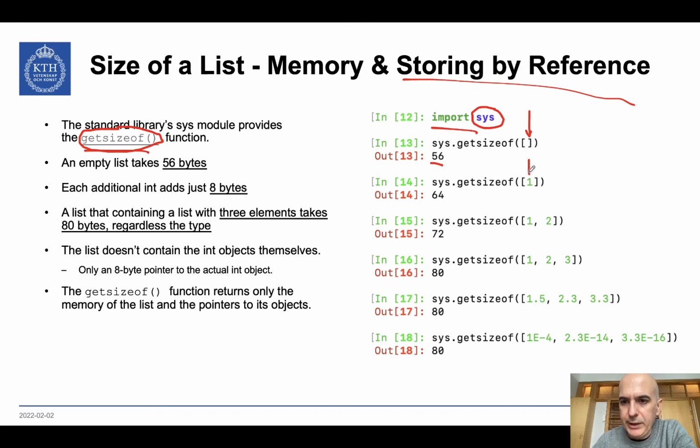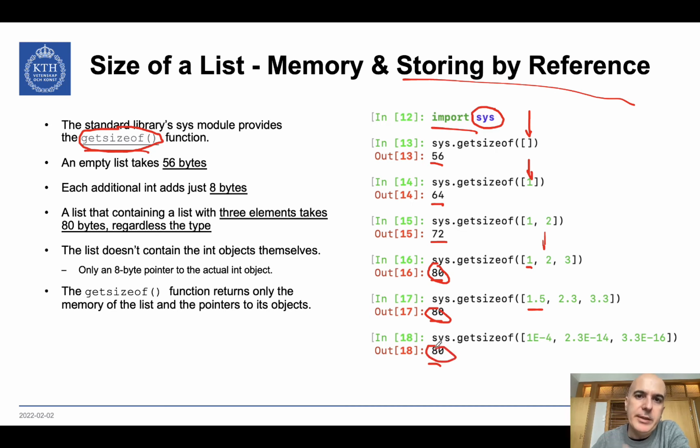If we put one integer, we get 64. If we have a list with 2 integers, 72. With 3 integers, we get 80. Also, you see that if we have a list with 3 different types, we still have a size of 80, regardless of the type. In this case we have an integer, and then single and double precision floats, but the size of the list is the same.